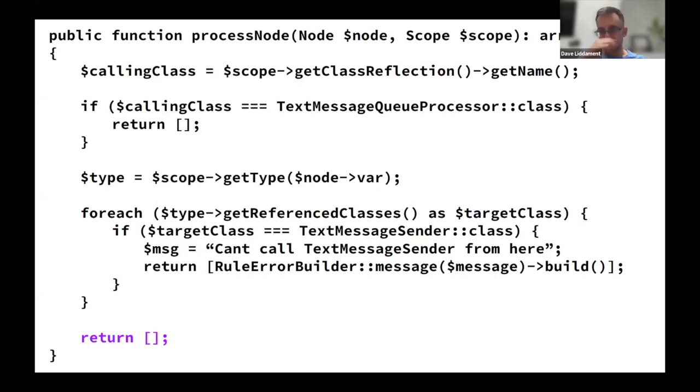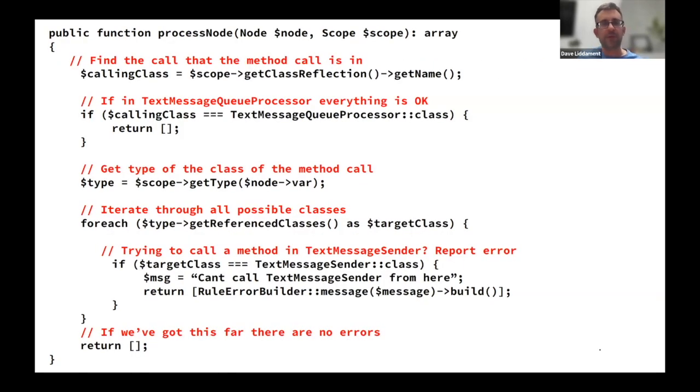And then finally, if we get through to the end of this, we just return an empty array because we are not doing anything that violates what this rule is trying to enforce. So what I'll do is I'll show you the code with some comments in, and maybe take a few moments to digest that. And certainly, if you've got any questions, then pop them in the chat, and we can look at those in a bit.